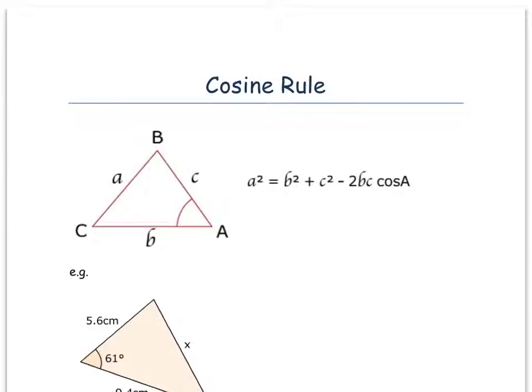Cosine rule. This is another rule that you use at GCSE a lot, and it's given as a squared equals b squared plus c squared minus 2bc cos A. And it's labelled the same as the sine rule, so opposite the little a for the side is the large A for the angle, etc, etc.